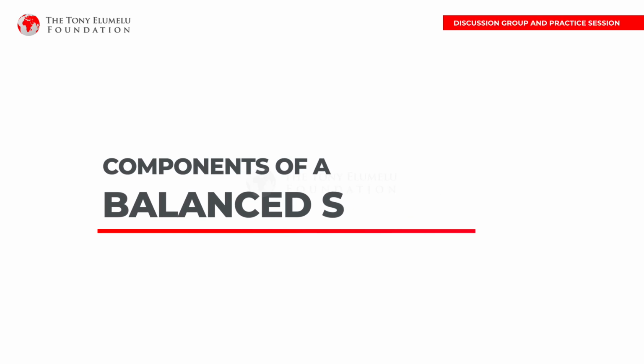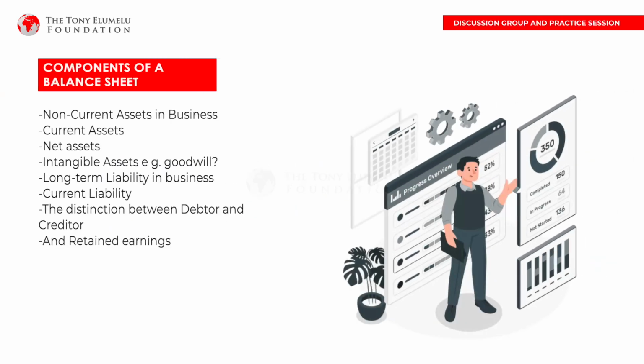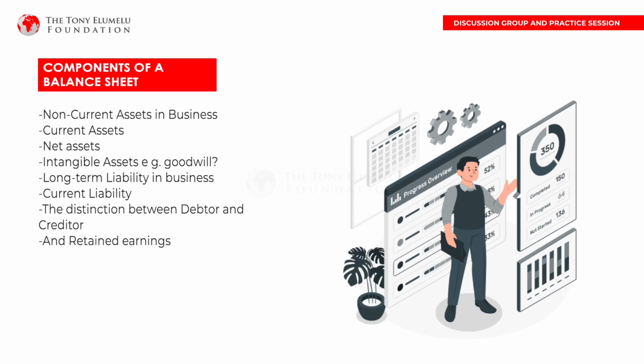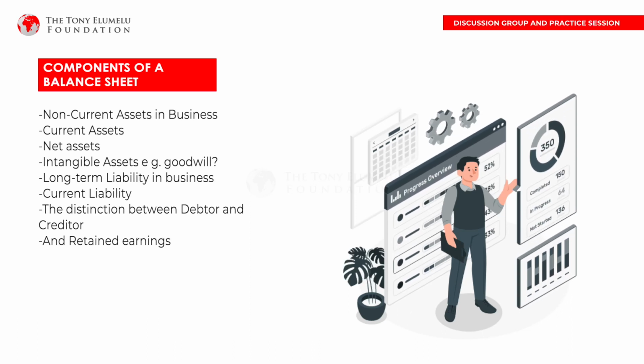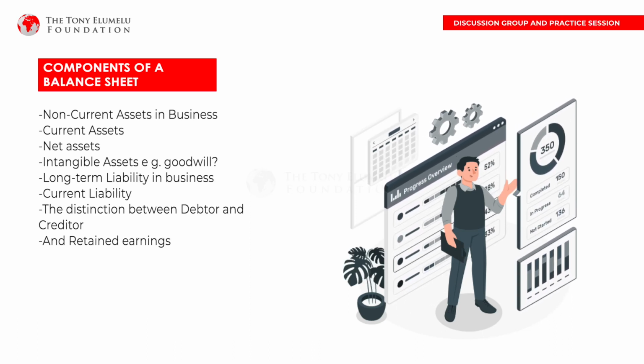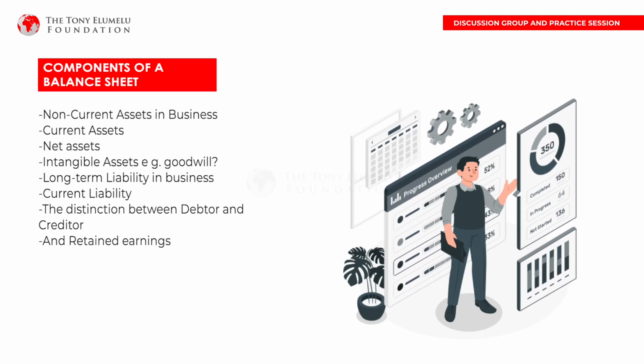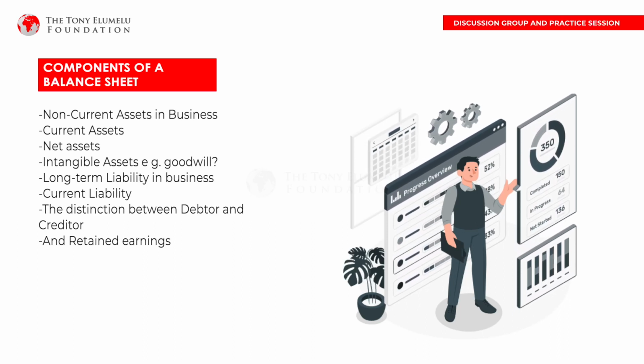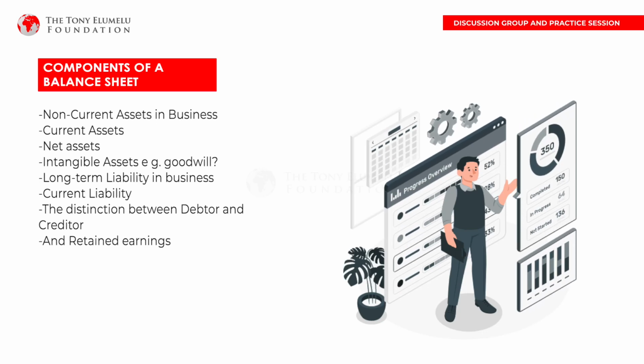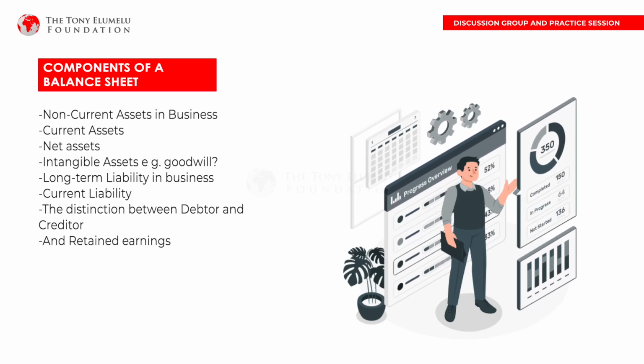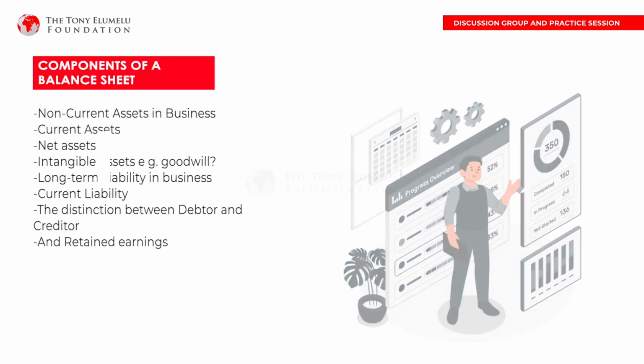Components of a balance sheet: non-current assets in business, current assets, net assets, intangible assets, for example, goodwill. Long-term liability in business, current liability. The distinction between debtor and creditor, the retained earnings.